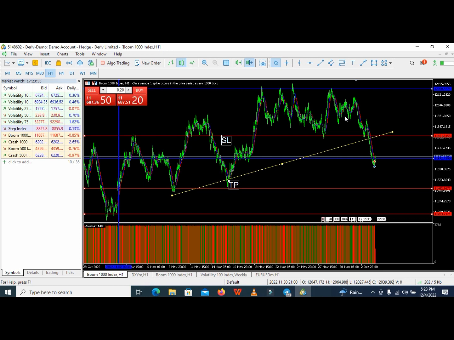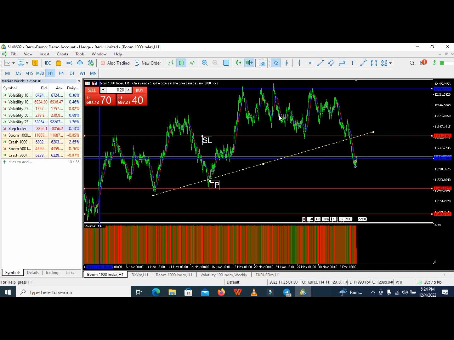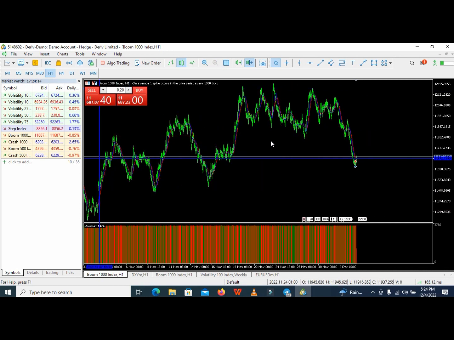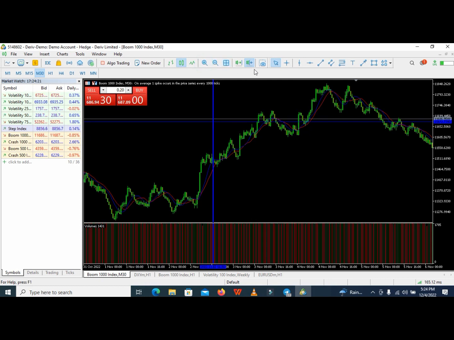That's how we trade. If you keep on making the take profit very smaller as compared to the stop loss, you will not be making much money. Most of the time, you'll be losing money than you are making. So that is how it is. So let me zoom out so that you can see it very clear. Yes, so these are the things that you have to consider when we are placing your stop loss and your take profit. Now let's come to 30 minutes.